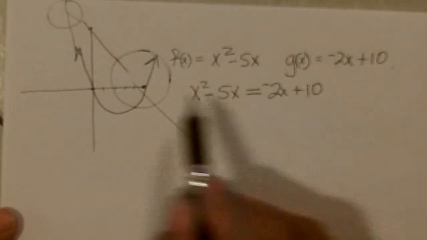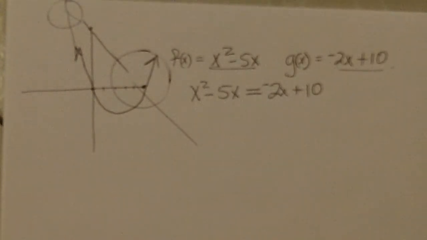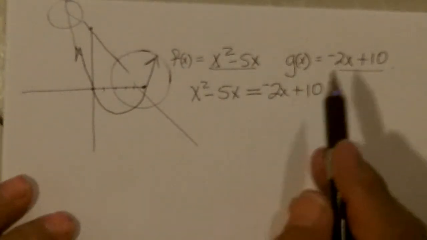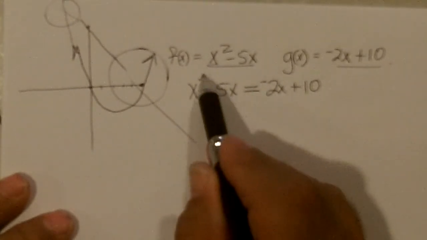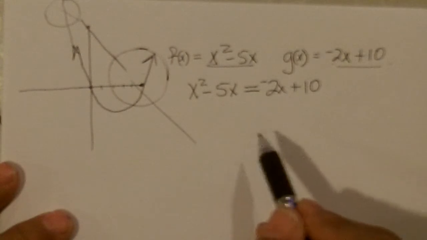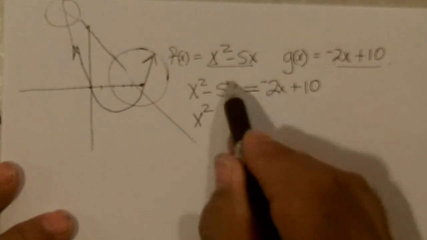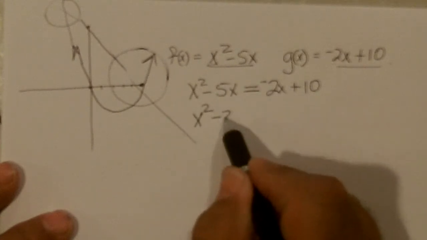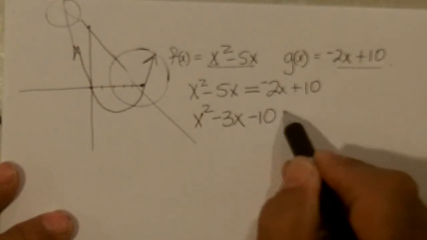Now, we could just put this in the calculator, and I'll show you that in just a second, to find those intersection points, but let's continue here. So I'm trying to solve this. I got an x squared, so I want to make it equal to 0 so I can use the quadratic equation or factor. X squared, I'll add 2x to both sides, so I'll get negative 3x. Subtract 10 is minus 10 equals 0.